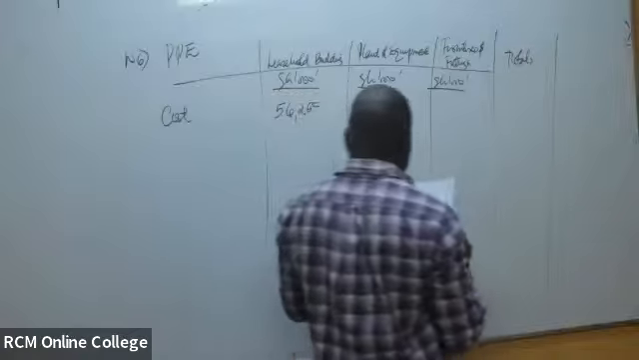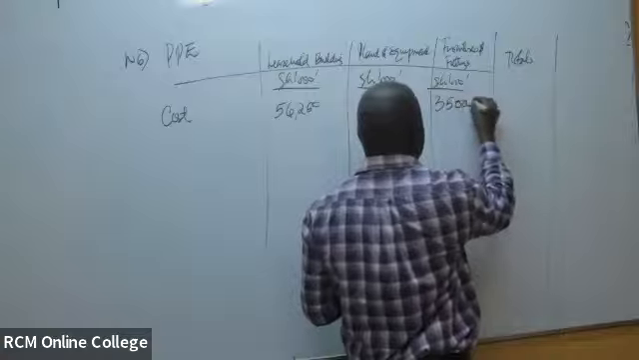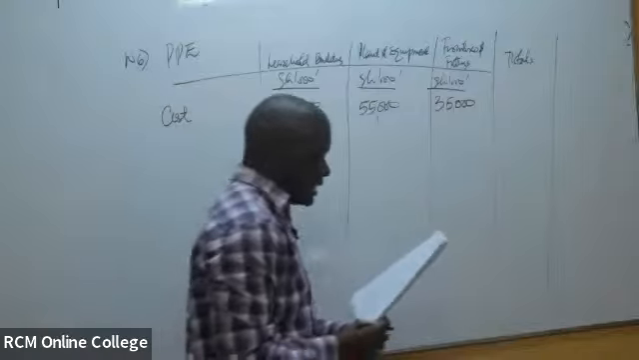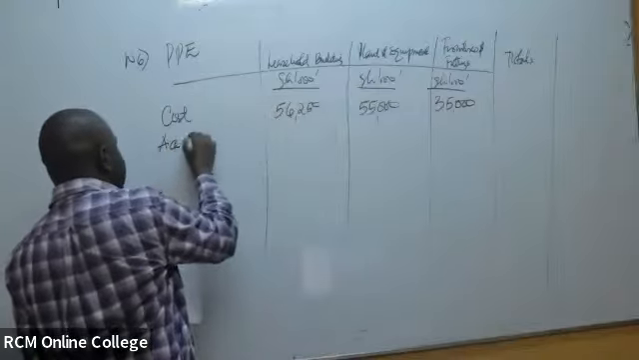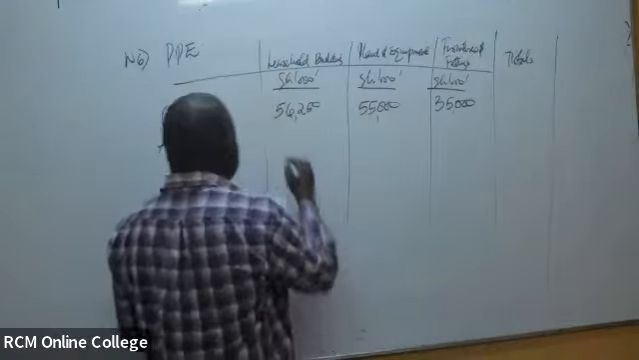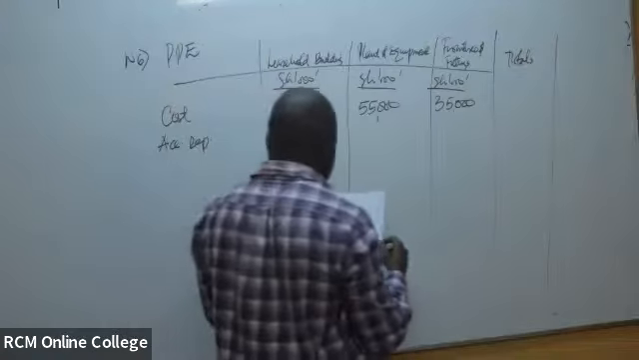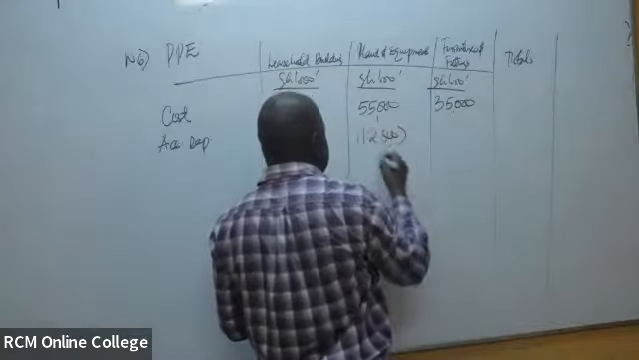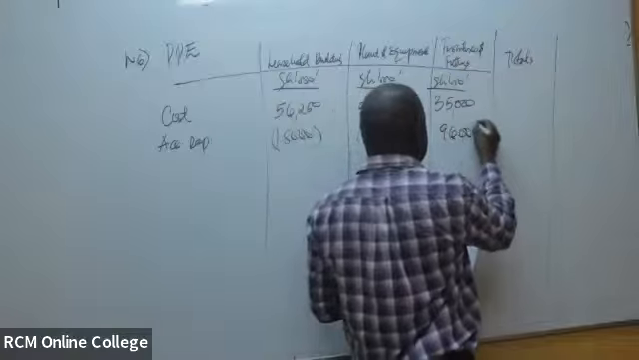Then this last item is 35 million. So already in this case, you have the accumulated depreciation that has been given there. It's still in the trial balance. This one is 18 million, so you less it. This one is 12.8 million, 12,800,000. This one is 9.6 million.